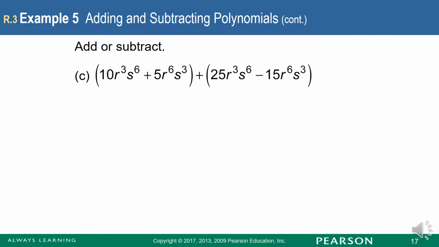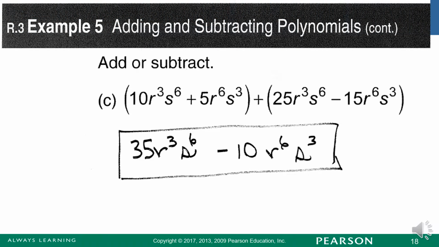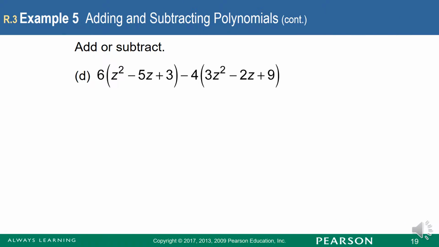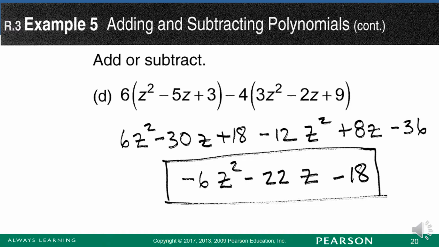Again, we're to add or subtract. Now here, like terms, we're collecting the terms that have r cubed s to the 6 together. R to the 6s cubed is a different term. And so that's the answer you get at the end of that problem. Here is another example. Here we first distribute the 6 and distribute the minus 4 before we collect like terms. And we get this as an answer at the end of the problem.